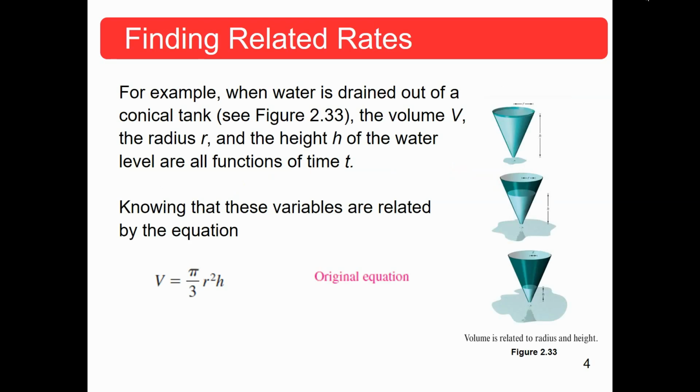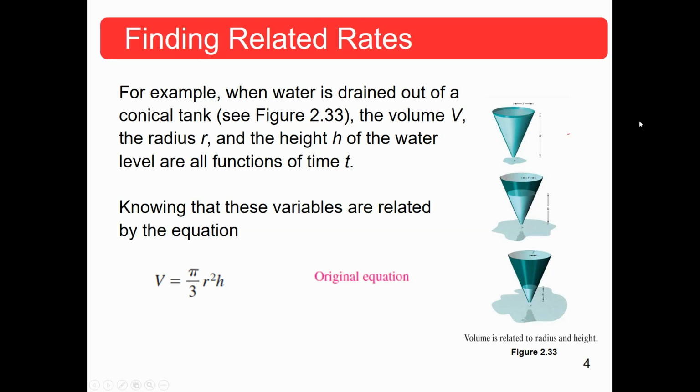For example, say you're draining the water out of a conical tank. Here's our figure. We're draining the water out. The volume and the radius and the height, all these things change as we drain water out. The amount of water is giving us different values for the volume, the radius, and the height. They're all a function of time, depending on if this is t equals 0, t equals 2, t equals 5. At different times, r is different, h is different, and the volume for sure is different.